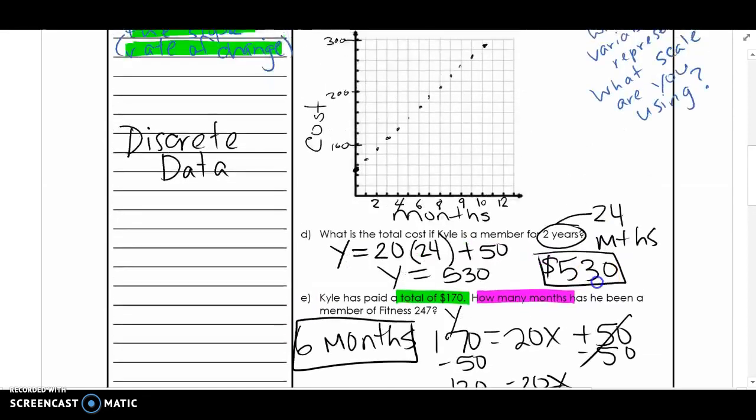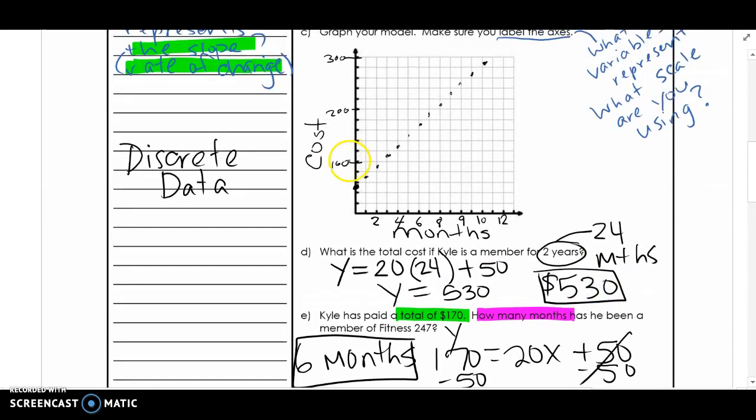We could have also used the graph and went to 170 for the cost right here. And then saw that that would correspond with 6 months.